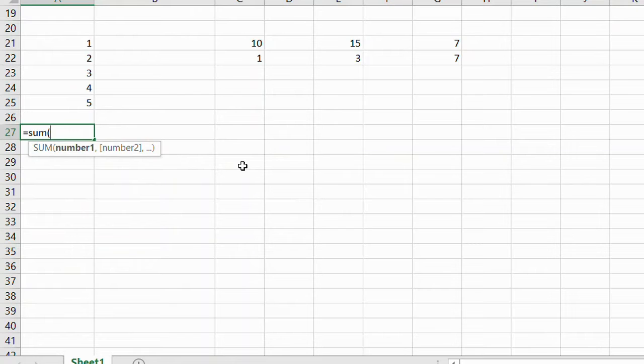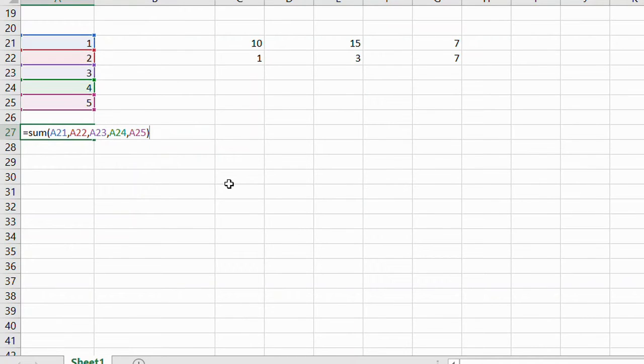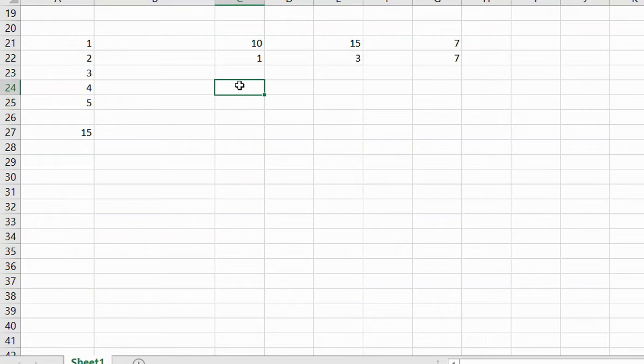So what I'm going to do is hold control, and instead of typing each specific cell like A21, A22, A23, I'm just going to click on the cells with the control button pressed down, so it makes it a lot easier to do. And then once you get all your values, you can close parentheses and press enter. And there, as you can see, it is 15. You can double check by doing it yourself. 5 plus 4 is 9, 9 plus 3 is 12, 12 plus 2 is 14, and 14 plus 1 is 15.